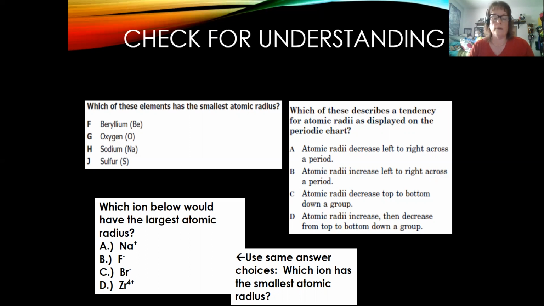Same question, but this time, which one has the smallest atomic radius? The smaller atomic radii tend to be the cations. The only cations you have are A and B. All right, taking a look at those. Your answer for that one would be sodium. Okay, sodium on that one. All right, moving on.